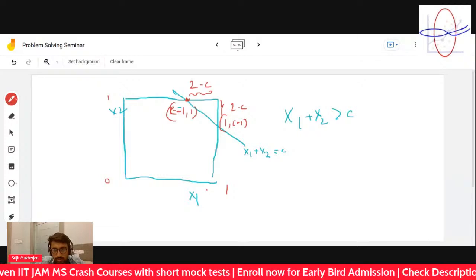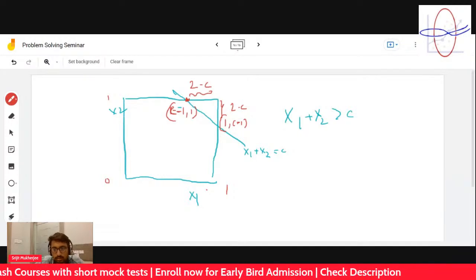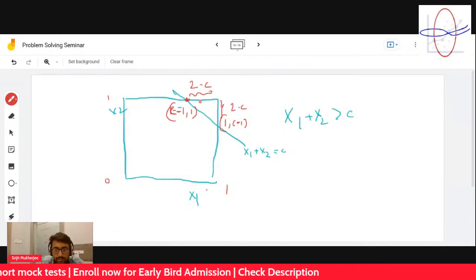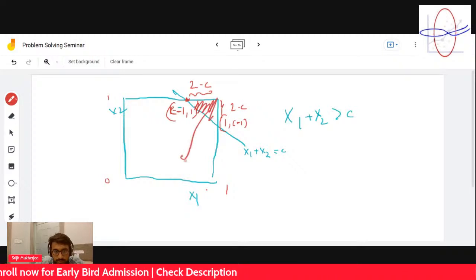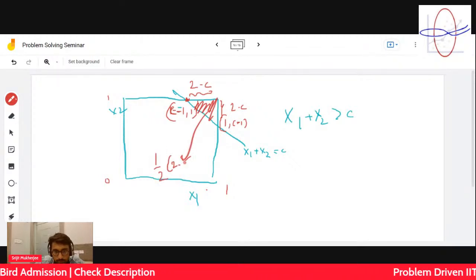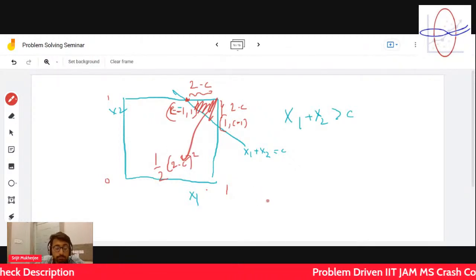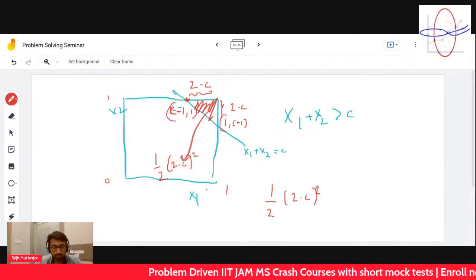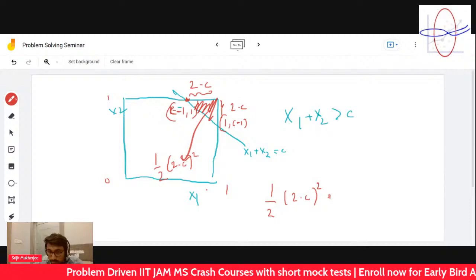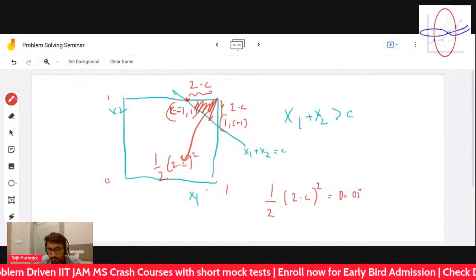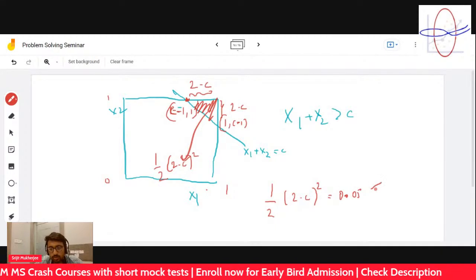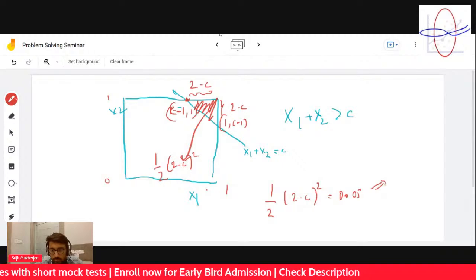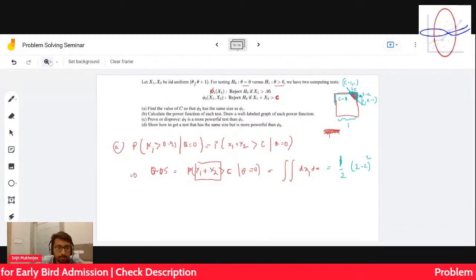Yes, very good. And therefore this area is what? This area is half times (2 minus C) whole square. Most people will not be doing it in this way, okay? Since you are intelligent people, you should be doing it like this. This is 0.05, so you can find out the value of C from here. Okay, guys? Very good.